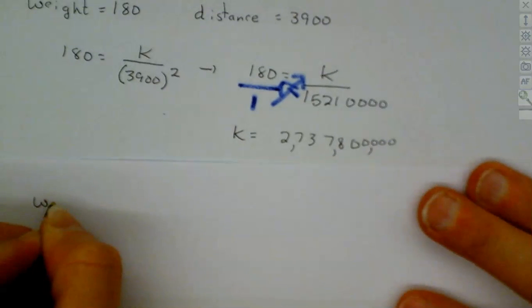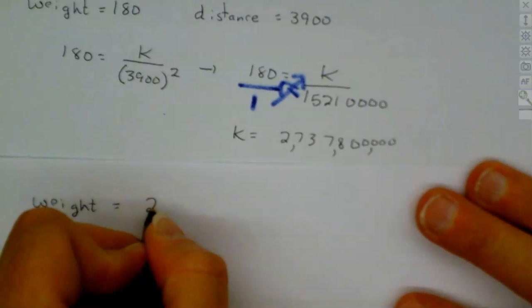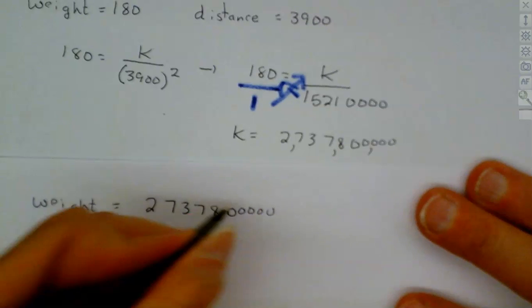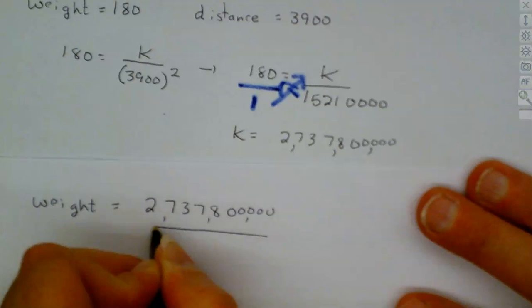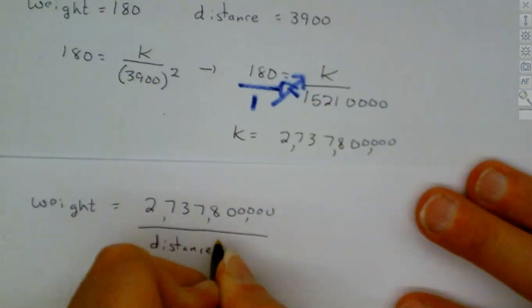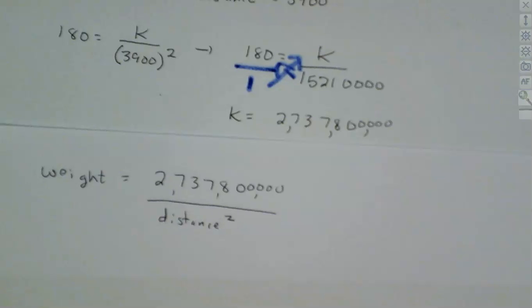And our formula now is this. So the weight is going to equal K, which is this huge number, over the distance squared. And again, these numbers are pretty large. So that's our formula. Now, we want to plug in some new values. So what do we have now? It says, what will the person weigh if he or she is 150 miles above the Earth's surface?